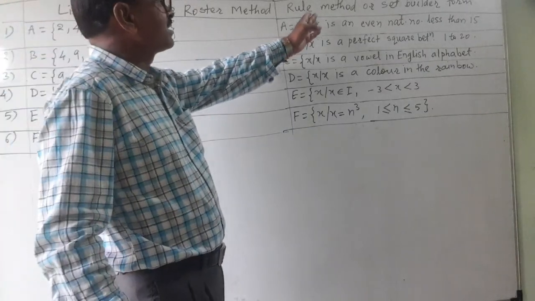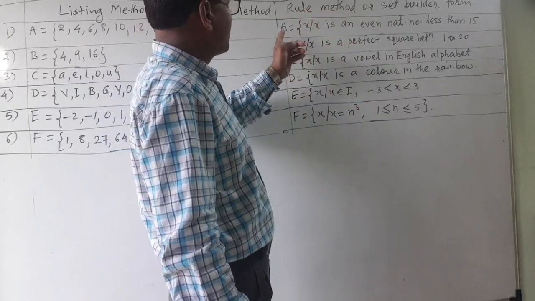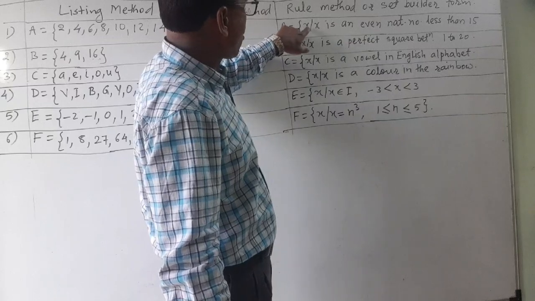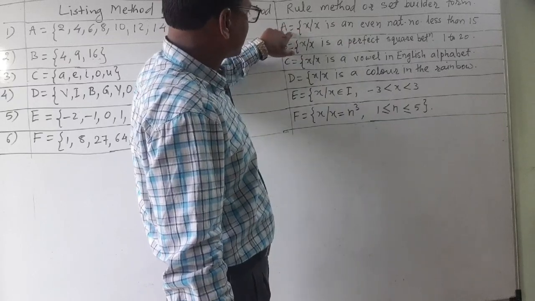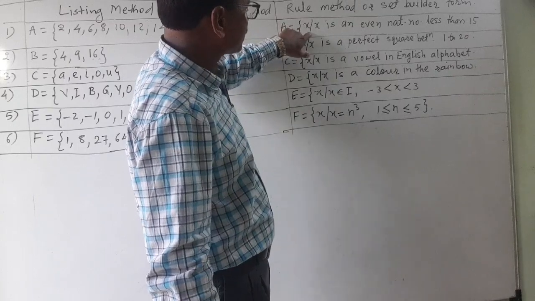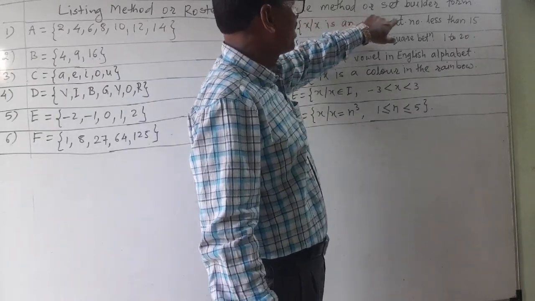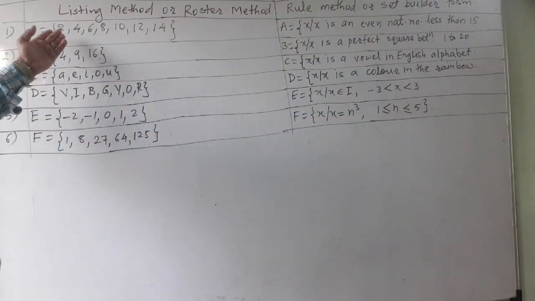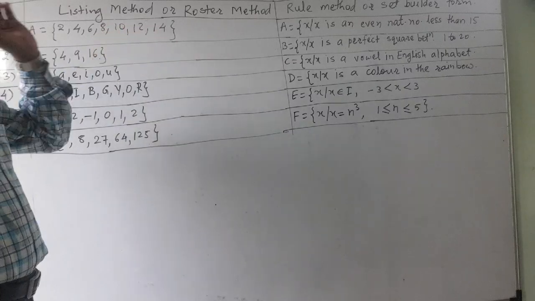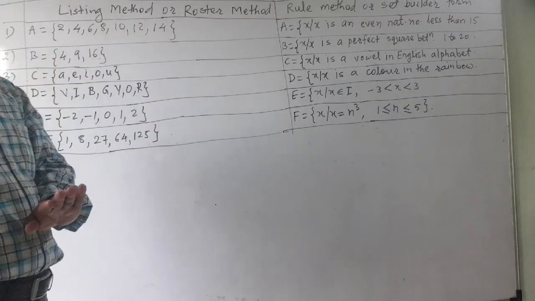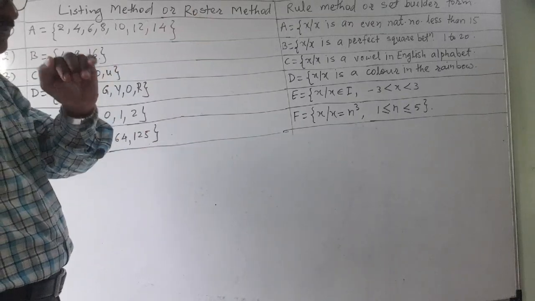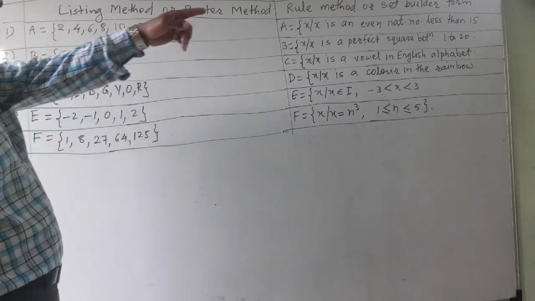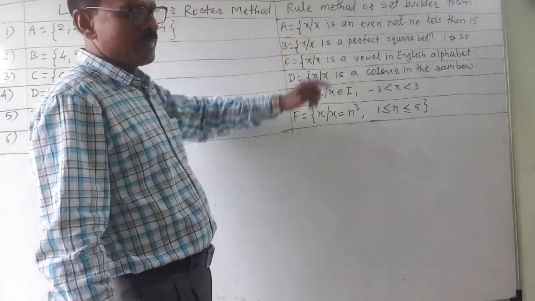So how to write in the set builder form or the rule method? A is a set of all x such that x is an even natural number less than 15. Check it. Even natural number less than 15. Just remember that statement, less than 15. Less than 15 is 14. And up to that, whatever the numbers are coming, even natural number. So this has become a rule.